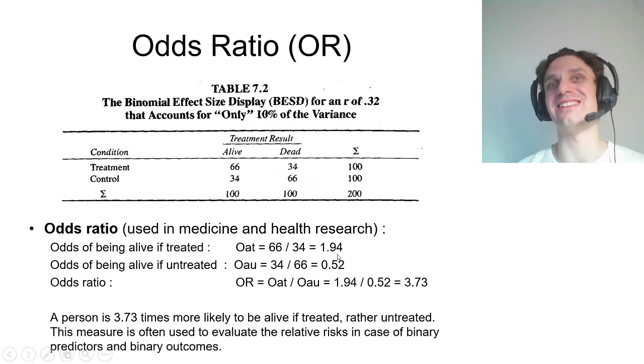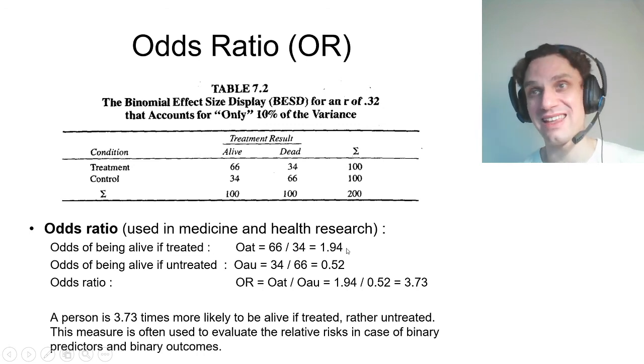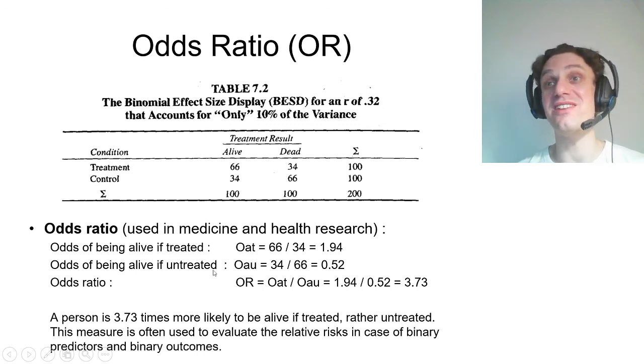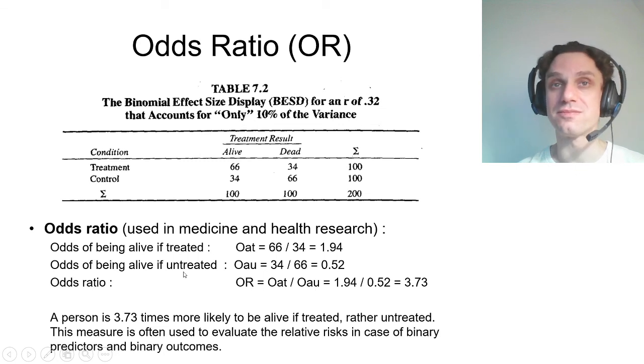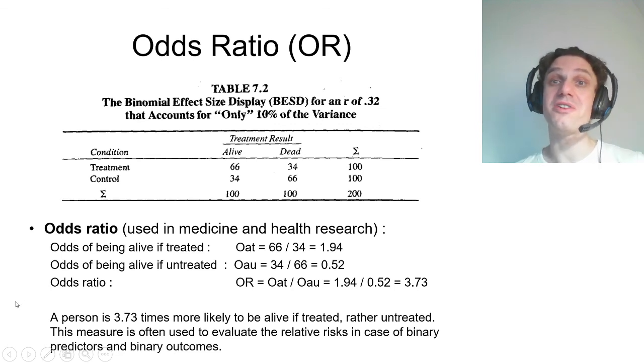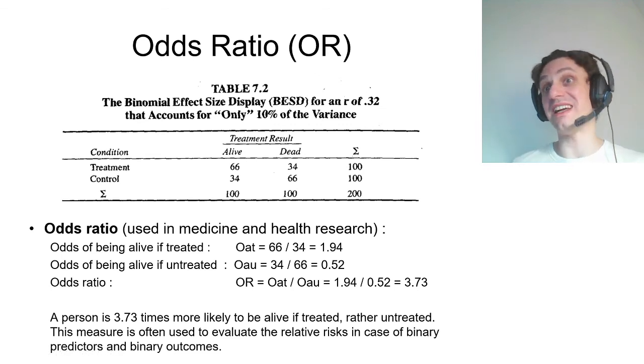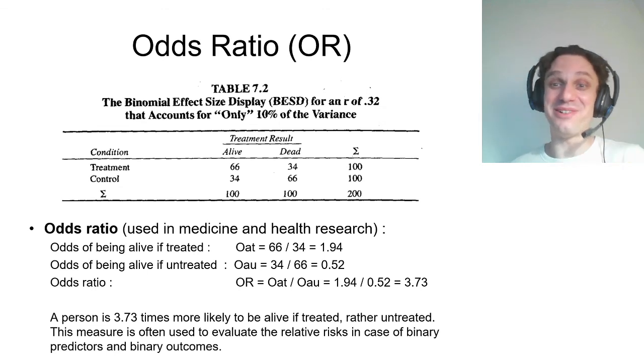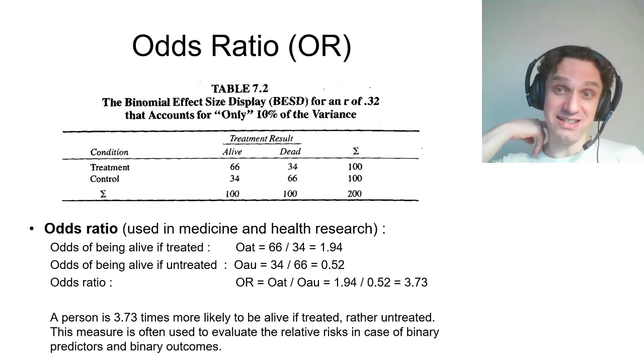And you get that your odds of being alive if treated are 1.94 to 1. And your odds of being alive if untreated are calculated vice versa, and are 0.52. And then odds ratio is the ratio between odds of being alive if treated divided by odds if untreated. And it's 3.73. So in your research report, you write a person is 3.73 times more likely to be alive if treated as opposed to untreated. And this is very convincing.